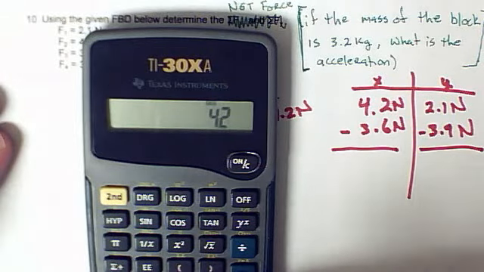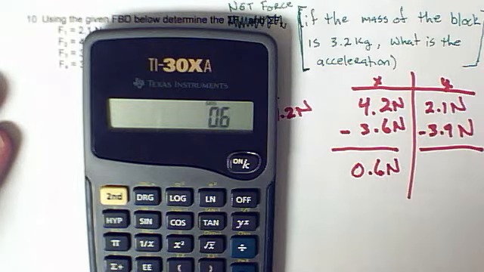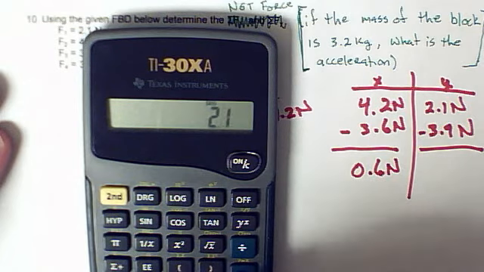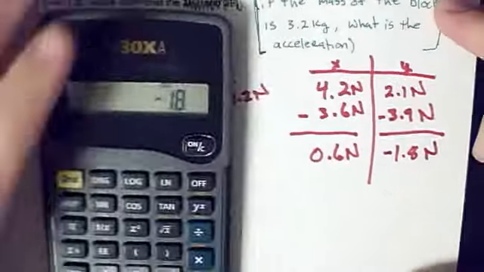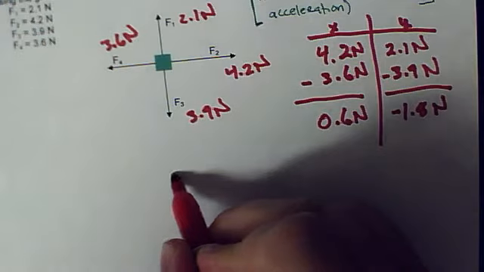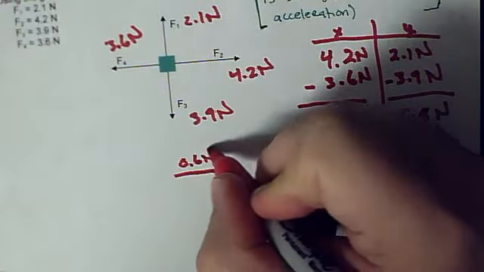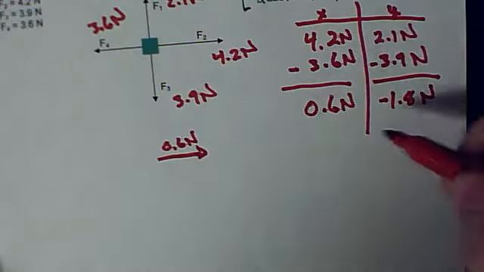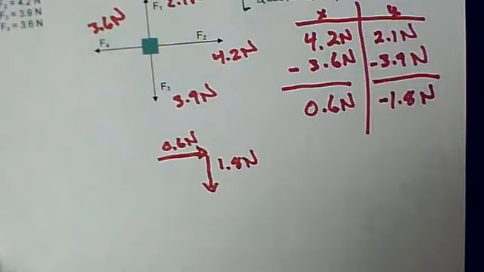So now if I simply add these together, 4.2 minus 3.6 is a positive 0.6 newtons, and 2.1 minus 3.9 is a negative 1.8 newtons. Now what that tells me is now I have just the x direction, a positive 0.6 newtons, and in the y direction I have a negative 1.8 newtons.